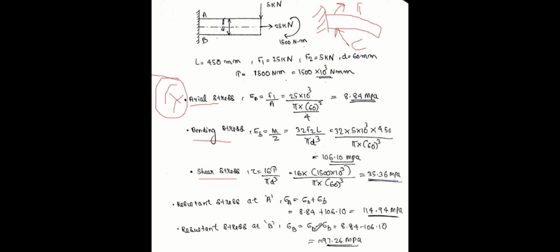But in the case of B, the sign is negative because the stress due to the bending load is compression at the bottom portion. Compression we have to take as negative. So take the difference, and you get minus 97.26 megapascal. This is the second step, to find the resultant stress at A and B. And these steps are mostly used when we have a combined load condition.